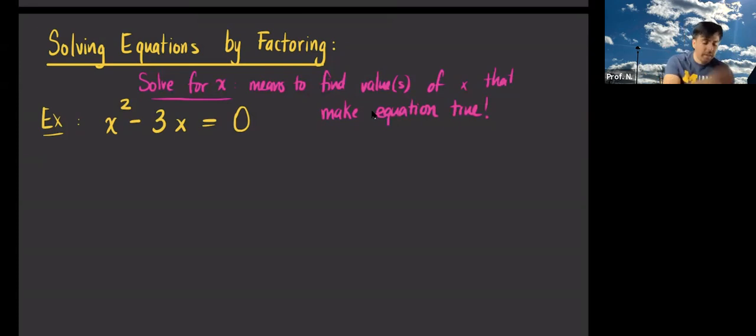Now, what do you notice? Forget about the equals 0 part for a moment, and just focus on x squared minus 3x. And the question is, can we factor this? So can we factor this? What can we factor out of x squared and 3x? I can factor a what?